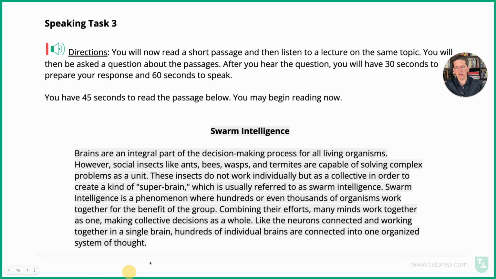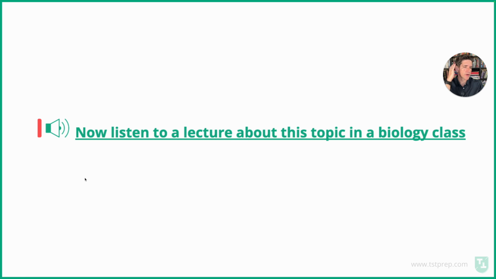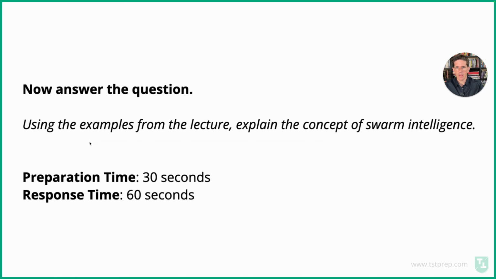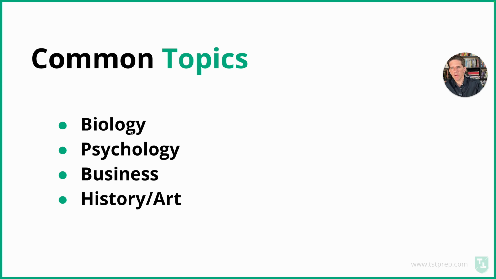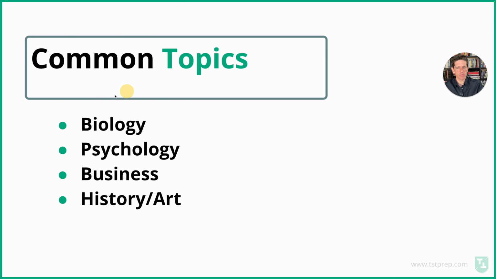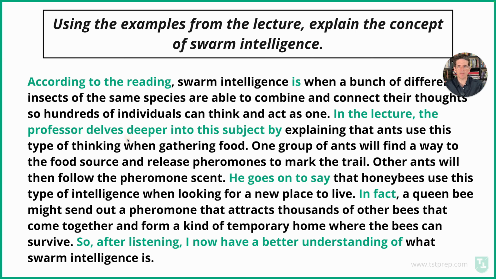So here you learn about swarm intelligence, and then you listen to a lecture where the professor talks about swarm intelligence. And usually he or she will give 2 examples. So using the examples from the lecture, explain the concept of swarm intelligence. So that's the question, and the question is almost always the same, asks you to basically explain the topic. The topics are usually about biology, psychology, business, or history and art. These are the most common topics. You might get something different, but that's most common.